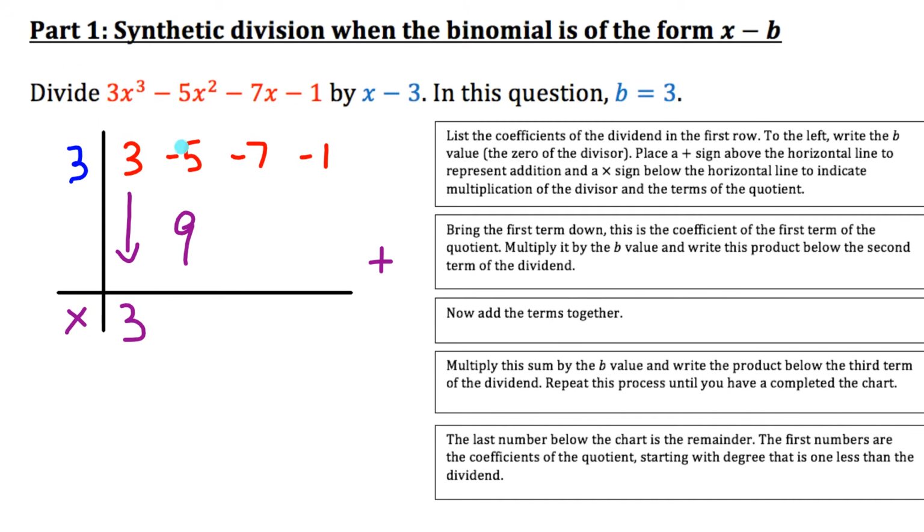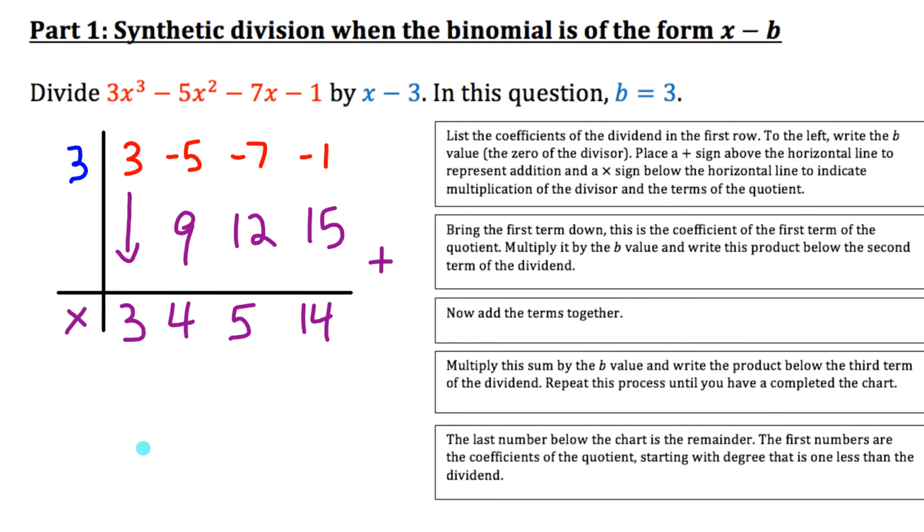Now we add the terms in this column. Negative 5 plus 9 is 4. Then we do 3 times 4 and we get 12. Negative 7 plus 12, we get 5. 3 times 5, we get 15. And negative 1 plus 15 is 14. That's the synthetic division. We've done the division.